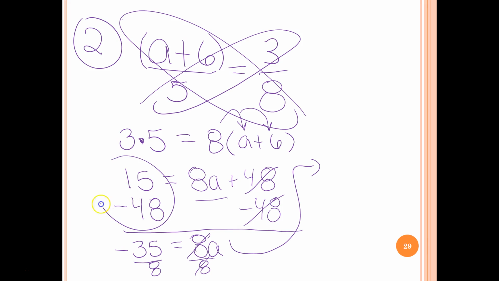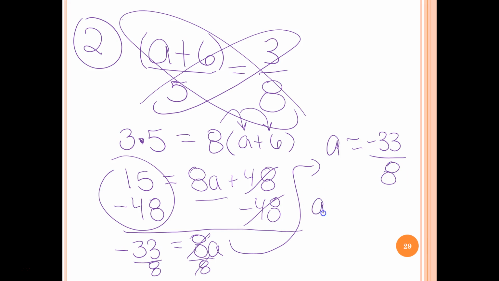This would not be negative 35. 15 minus 48 is actually negative 33. So my apologies here. 15 minus 48 gives us negative 33, not negative 35. So I revised that, and now what we have here is a equals, accurately stated, negative 33 over 8.